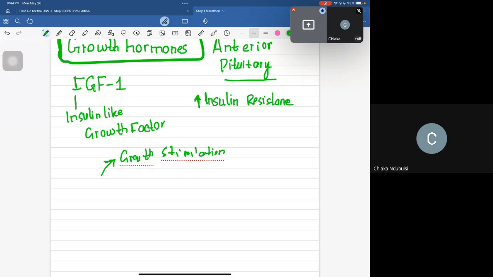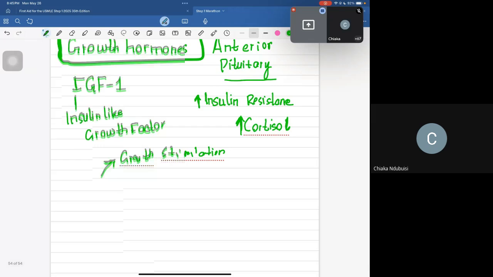One is growth hormone, the other is cortisol. If a patient has an excess of growth hormone or an excess of cortisol, the patient is going to have very dangerous insulin resistance, right? So these are the diabetogenic hormones.